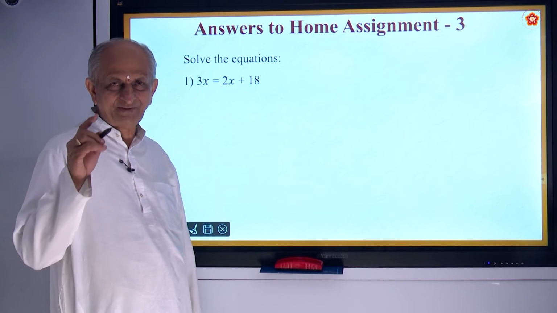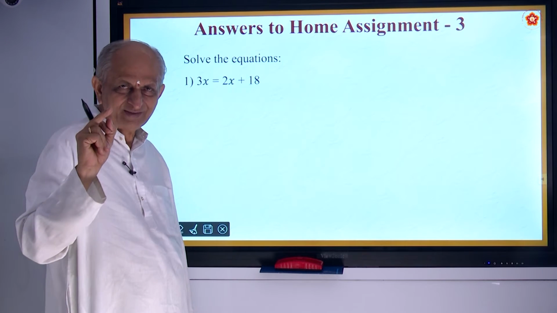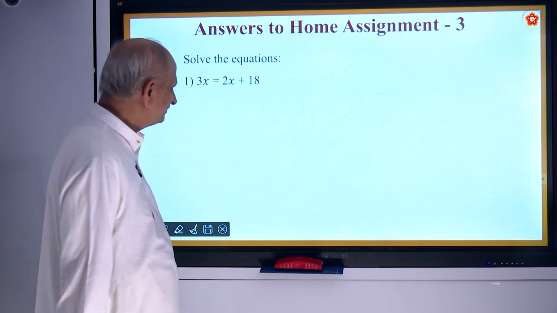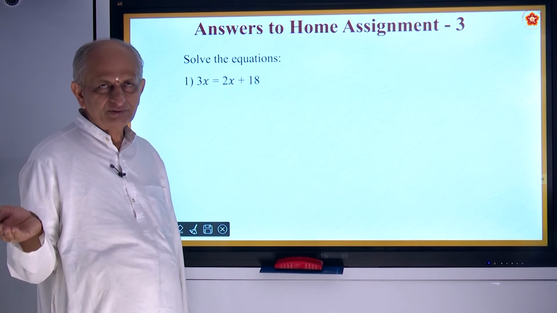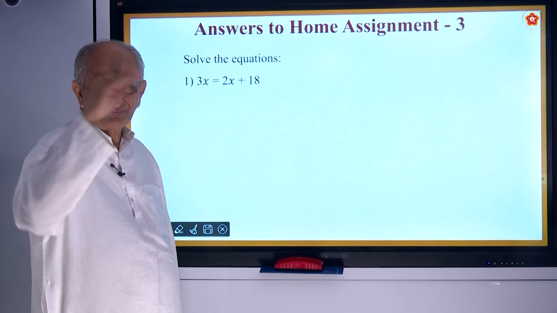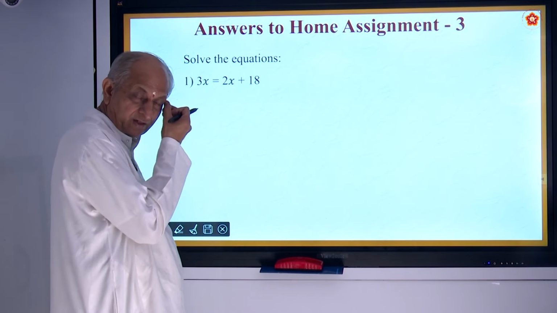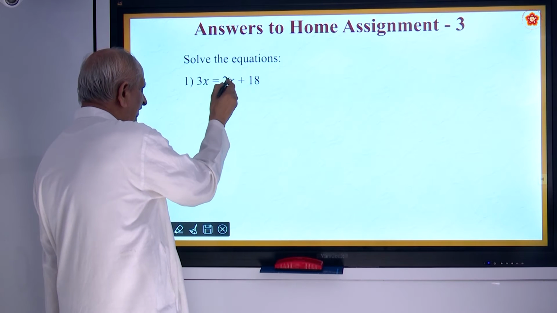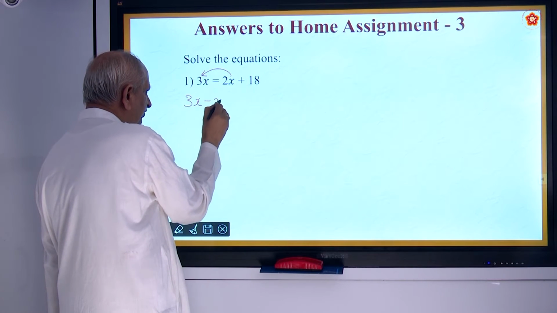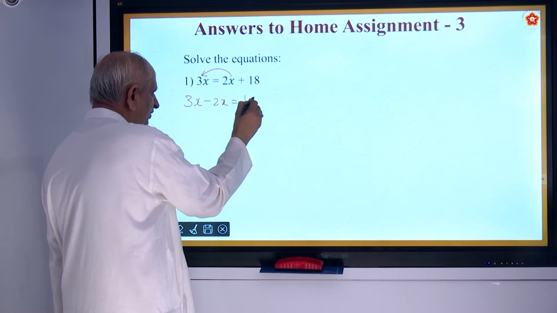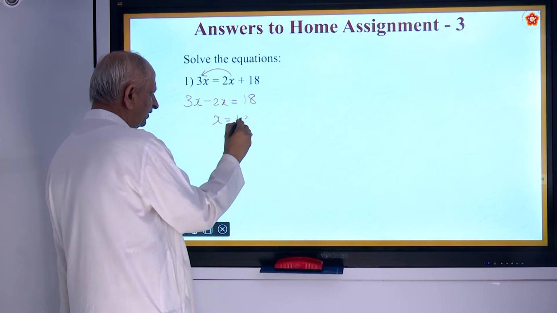X. What is the degree of the unknown? 1. So what equation do you call it? Call it a linear equation. How to solve it? The other day we discussed that there is a transfer of signs. We call it transposition. So here x should come on one side. So shall we bring it here? So you will have 3x minus 2x is equal to 18. What is 3x minus 2x? x is equal to 18.